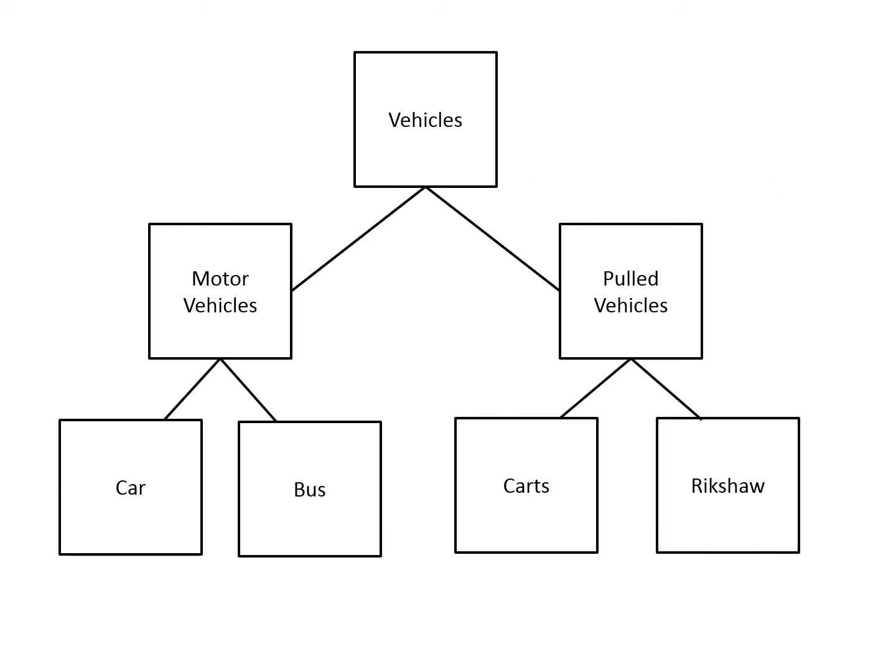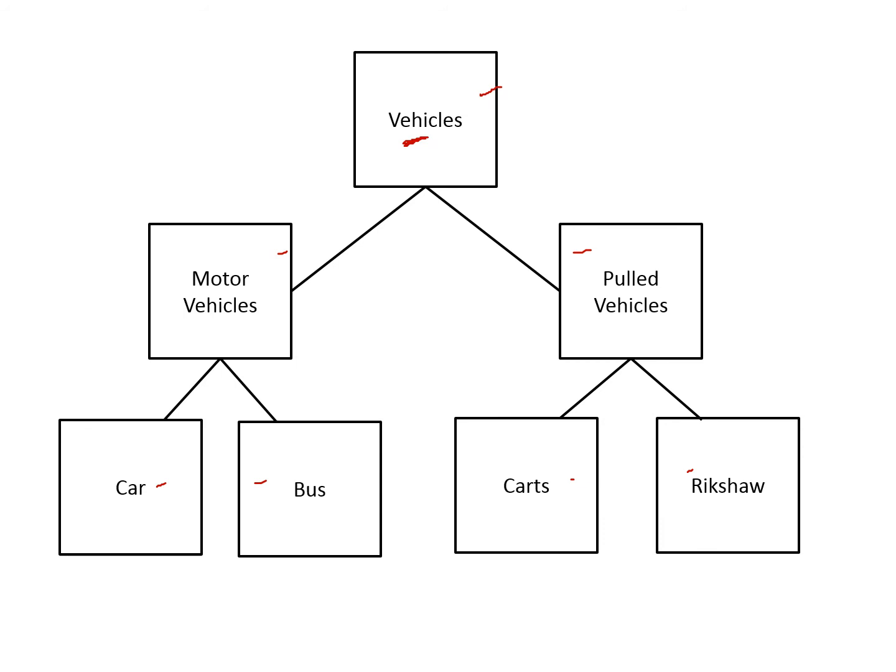So here is an example of inheritance. Vehicle is the base class. Two classes have been derived from vehicle: motor vehicles and pulled vehicles. These vehicles are divided into two. Motor vehicles are there, pulled vehicles are there. Again, for motor vehicles, car is there, bus is there. Here carts are there and rickshaw is there. So we know that vehicles will have their own attributes, their own features.